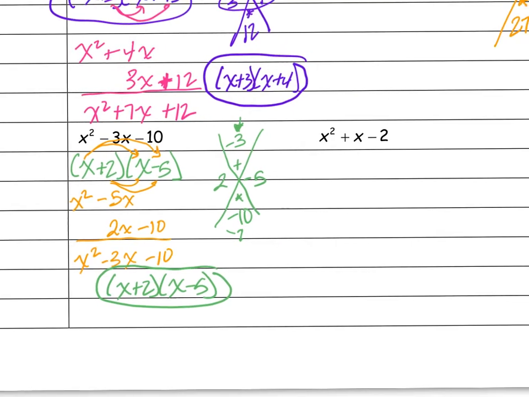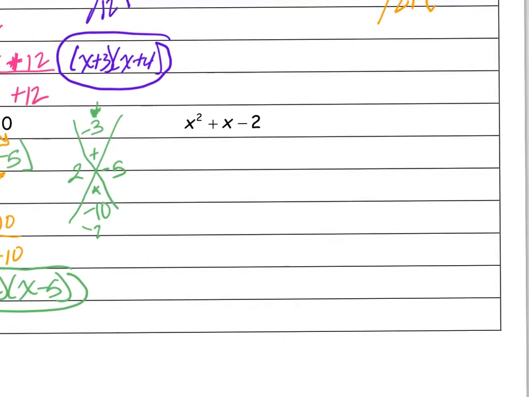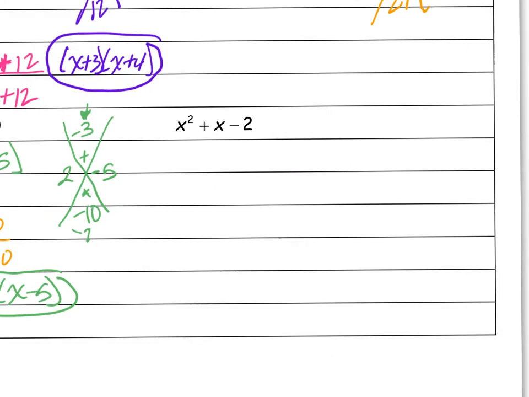So we're going to move on to the next problem, and the last problem on this little video clip. So here's my graphic organizer. I need two numbers that multiply to be negative 2 and add to be, okay, since there's no number with the x, I know that it's just 1x. So I need two numbers that multiply to be negative 2 and add to be 1. Well, there's only two numbers that multiply to be 2, and that is 2 and 1.